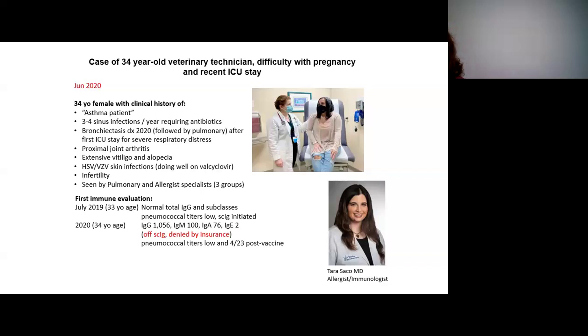How did you get approval for sub-Q IG in someone with normal IgG and subclasses? Because she had specific antibody deficiency with low pneumococcal titers. And this is the weakest argument, right? We got pushed back every time, but she had bronchiectasis and she had been in the ICU for a bacterial viral pneumonia. So obviously something is wrong with her antibodies. Something is not good, but it's sometimes not good enough for insurance. And even us, sometimes we are not that convinced that these patients need immunoglobulins, right?